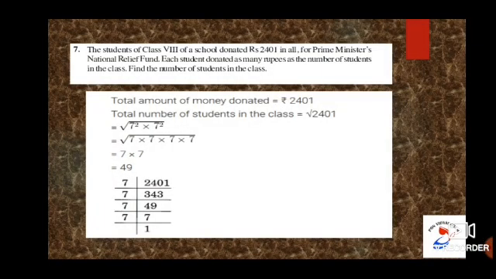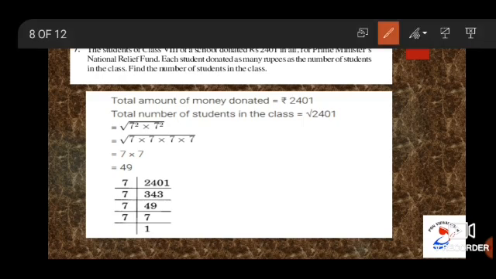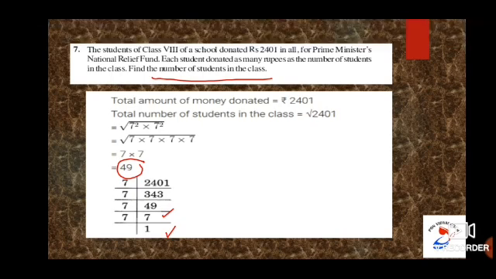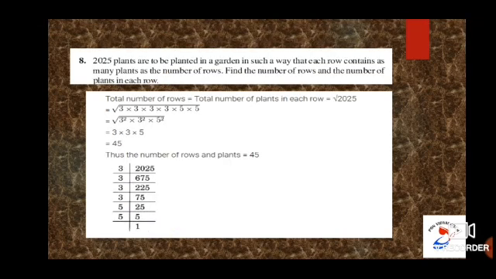So let's continue. 49 divided by 7 is 7, and 7 divided by 7 is 1. So to conclude, the number of students in the class is equal to 49. So 49 students, they have donated 49 into 49, that is equal to 2401. To conclude, the number of students in the class is equal to 49. We'll move on to problem number 8.